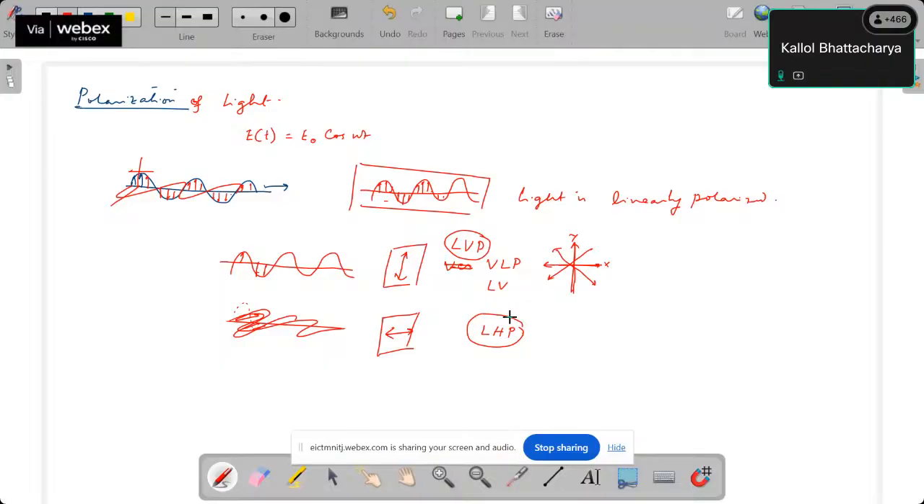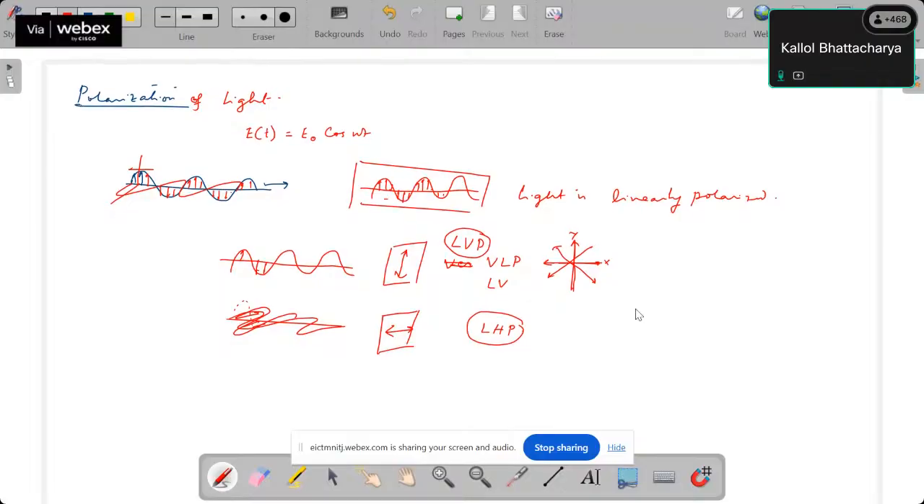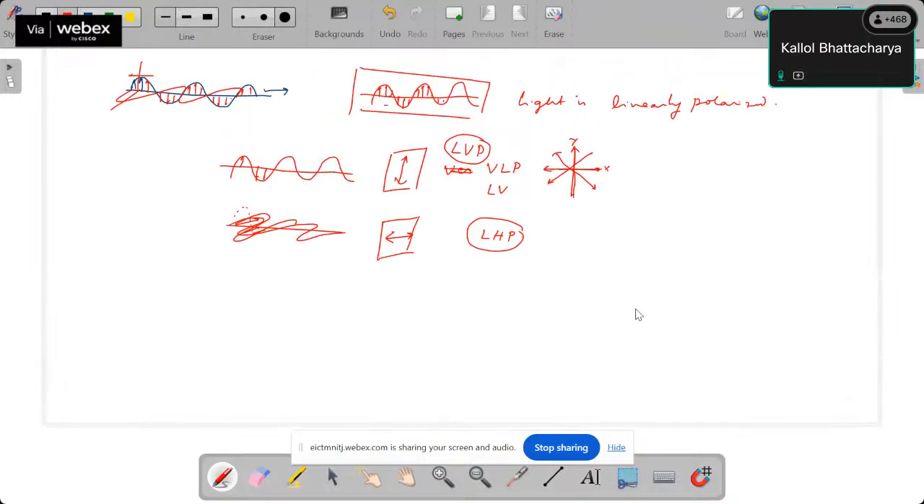Now, ordinary light is not linearly polarized. The light we see from incandescent lamps, from the sun, they have arbitrary polarization. Well, we are coming to that shortly. Now, it can so happen that during this oscillation, the electric field is changing planes. For example, if this is the direction of propagation, Z, it is directed in the plane of the board right now.